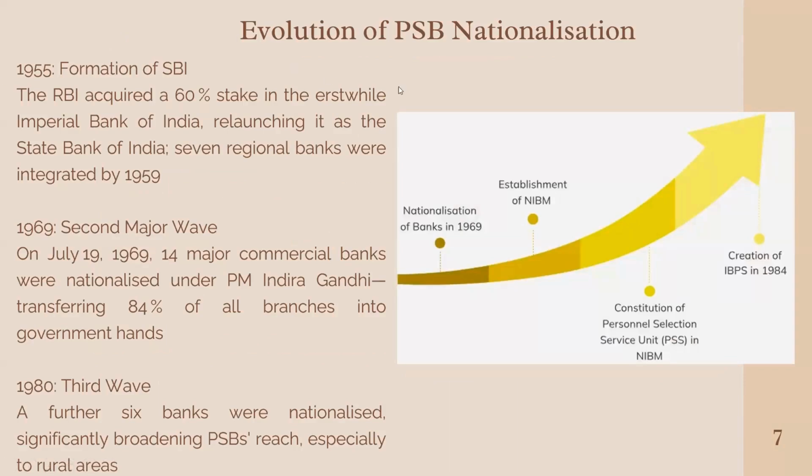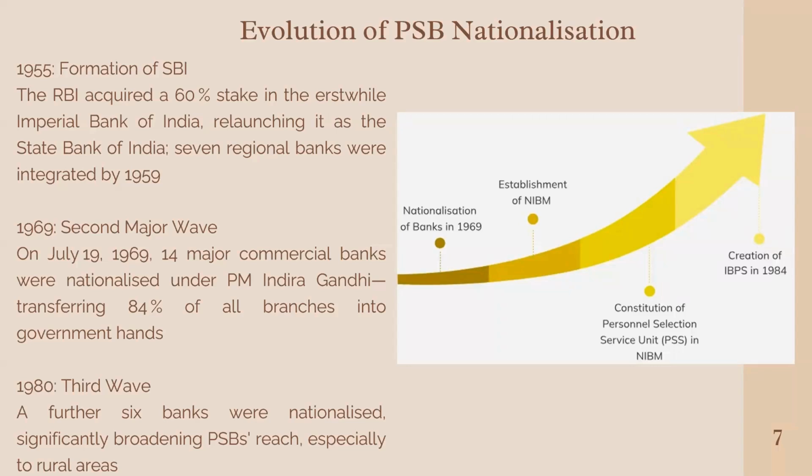Evolution of PSB nationalization, public sector bank nationalization. The process of nationalizing banks in India evolved in multiple phases. In 1955, the Reserve Bank of India acquired a 60% stake in the Imperial Bank of India. This move led to the creation of the State Bank of India. By 1959, seven regional banks had been merged into the SBI network, expanding its reach across the country.